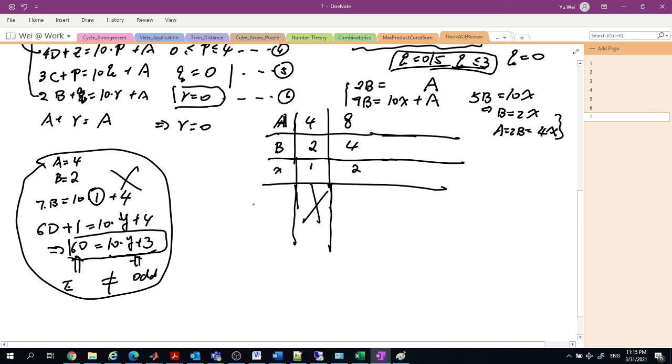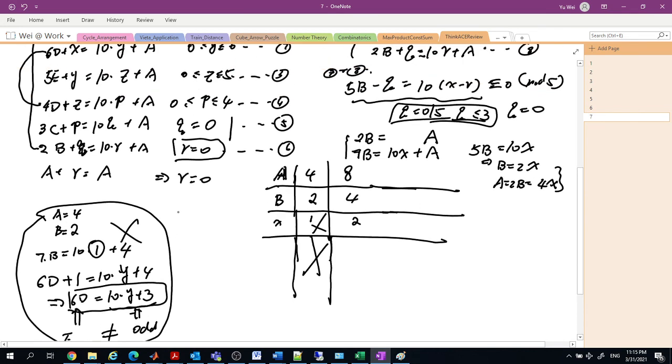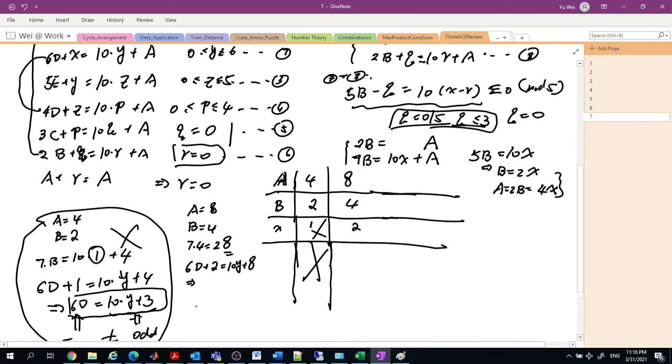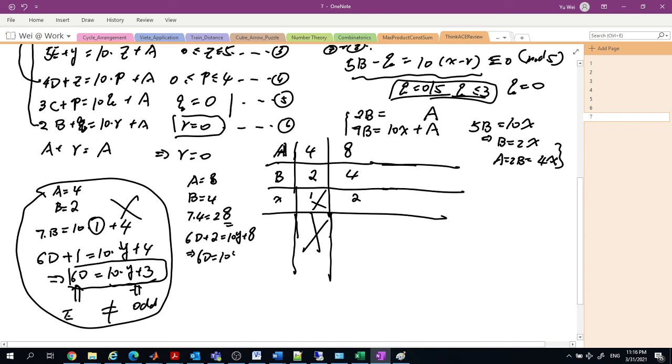So basically, you can cross these possibilities. We don't need to work on this anymore. Okay, so now we only need to work on the other possibility, which is 8 and 4, right? Okay, now let's do it. So a equals 8, b equals 4, then 7 times 4 is 28, okay? So we carry in the 2, so 6d plus 2 is equal to 10y plus 8. So this means 6d is equal to 10y plus 6, okay? So what kind of things can satisfy this, right? So y can be 0 or 3.